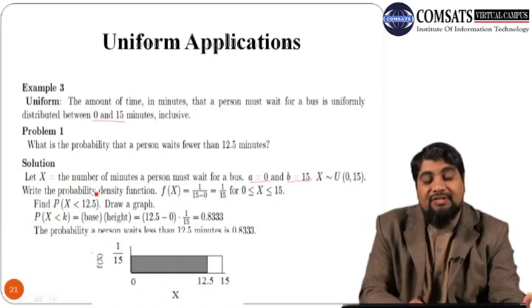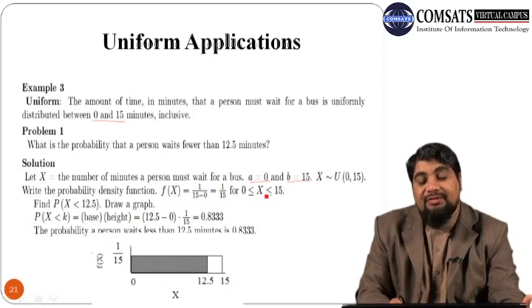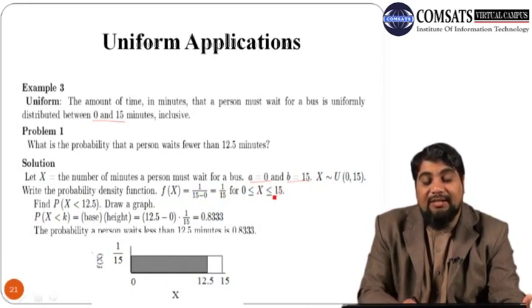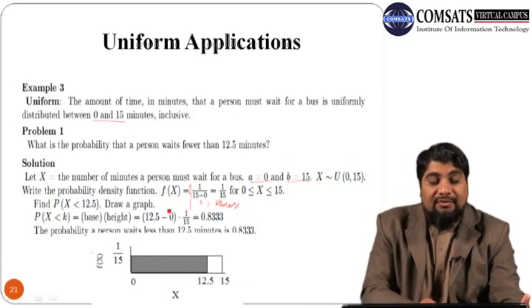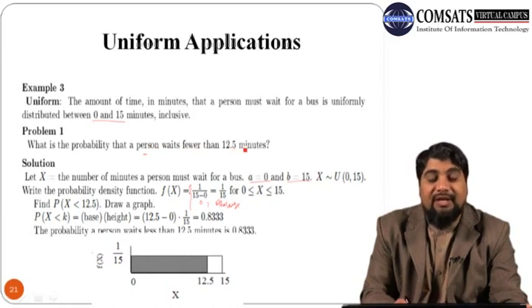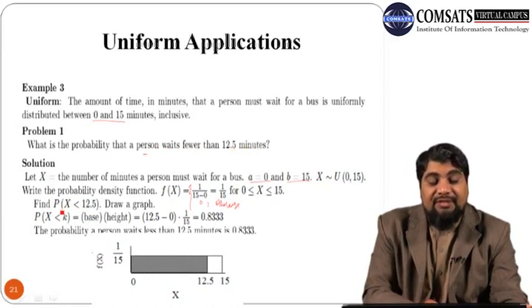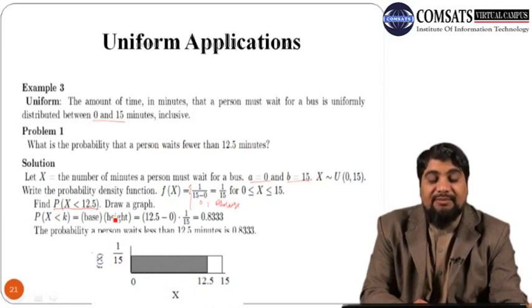So the probability density function f of x is 1 over b minus a, which is 1 over 15 minus 0, and this is 1 over 15 when x lies between 0 and 15 both inclusive, and this f of x is 0 otherwise. So the question is, what is the probability that a person waits fewer than 12.5 minutes? So it means we need to calculate the probability that x is less than 12.5 minutes.